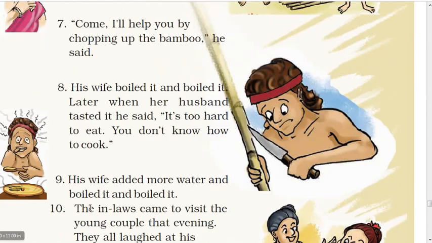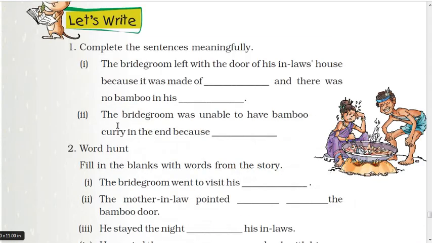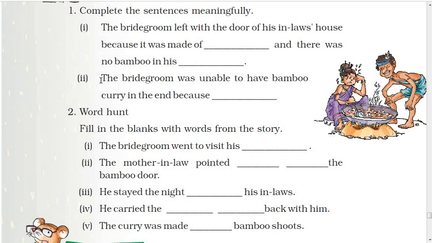Alright. So let's read it again. The bridegroom left the door of his in-laws because it was made of bamboo. You're not supposed to write bamboo door because the door is already mentioned here. So it was made of bamboo and there was no bamboo in his village. Alright, let's move to the next point.